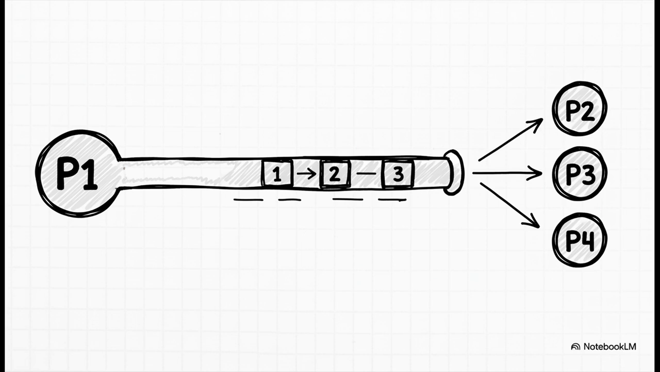Now, FIFO consistency makes one simple promise. Every other process will see P1's updates in that exact order. They'll always see 1 before 2 and 2 before 3. The order is sacred. But the timing, yeah, that's not guaranteed anymore.